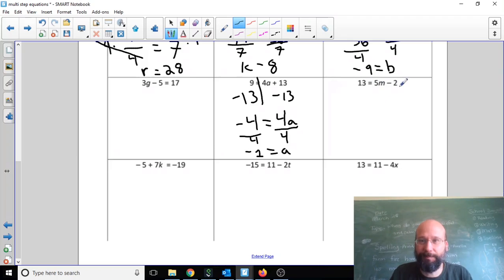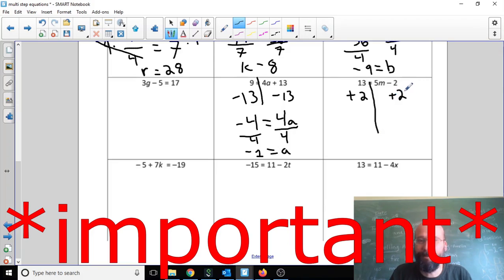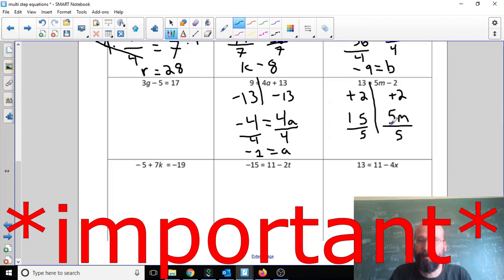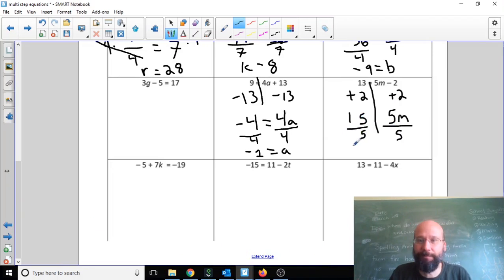So this one, multiplication and subtraction. The opposite of the subtraction is addition, so I'm going to add 2 to both sides. It's important to always remember that if you do one thing to one side, you have to do it to the other side. 13 plus 2 is 15, and over here you just have 5m. And then this is multiplication, so the opposite of multiplication is division. You do something to one side, you have to do it to the other side. 15 divided by 5 is 3, and 5 divided by 5 is 1, so that just gives us our m.